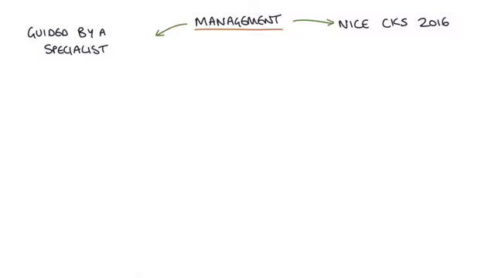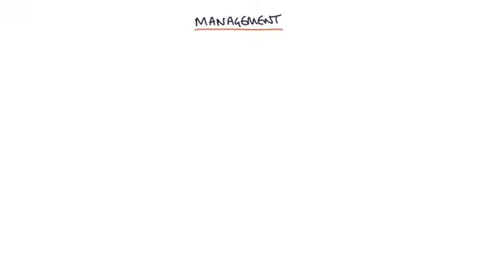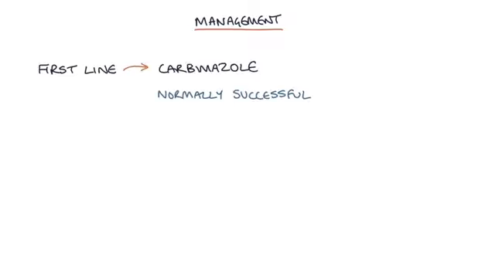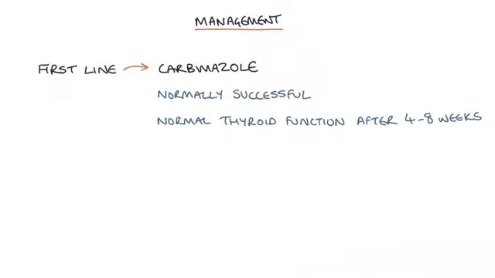Which brings us on to management of the hypothyroidism. So the knowledge that we're talking about here is basically summarized from the NICE clinical knowledge summaries from 2016, and usually treatment of hypothyroidism will be guided by a specialist, as the medication have quite strong potential for side effects. The first line antithyroid drug to treat hypothyroidism is carbimazole, and it's usually successful in treating patients with Graves' disease and leaves them with normal thyroid function after about 4 to 8 weeks.